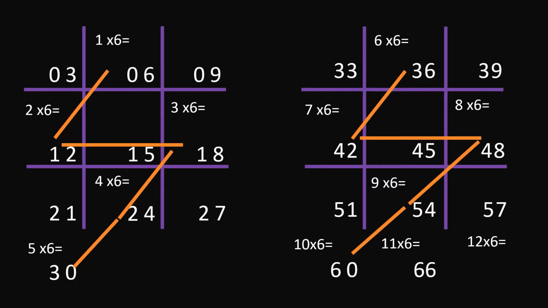For 12 times 6, we take the product of 10 times 6 again, which is 60, and the product of 2 times 6, which is 12, and add the two of those together, which will give us 72. And there you have your 6 times table.